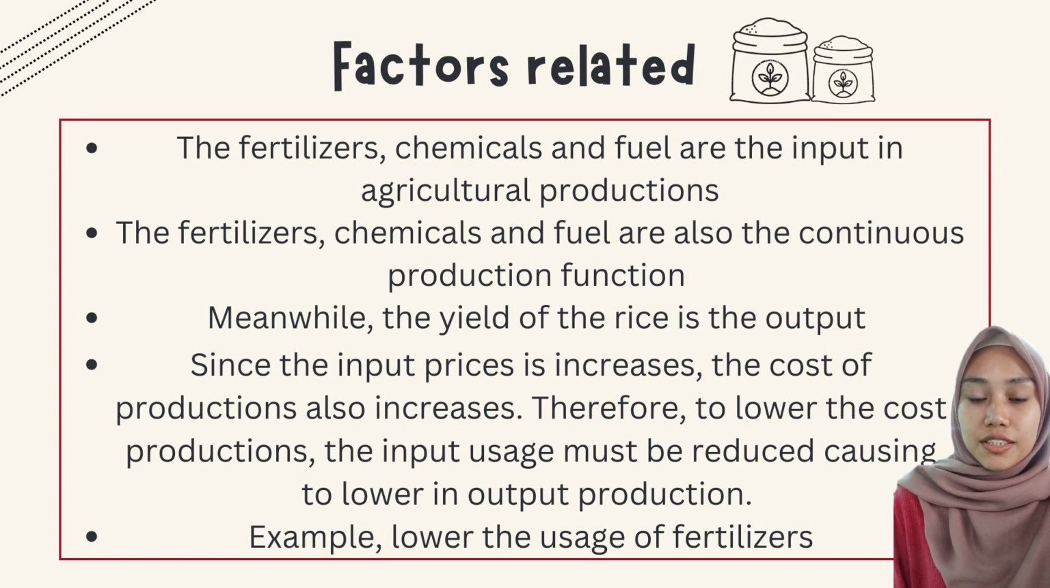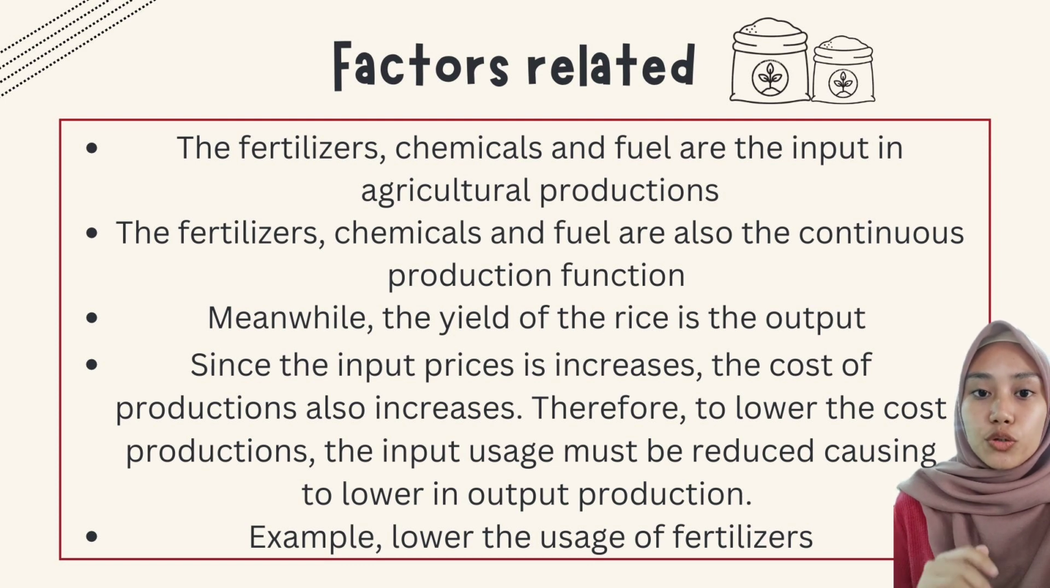Next, I will talk about the factors related to the issues. The fertilizers, chemicals, and fuel are the inputs in agricultural production, where these three are also a continuous production function, which means these three will be used continuously in the plantation. So they are important materials in the plantations. Meanwhile, the yield of the rice is the output. So since the input prices increase, the cost of production also increases. So when the fertilizer price increases, the cost of production for the rice also increases.